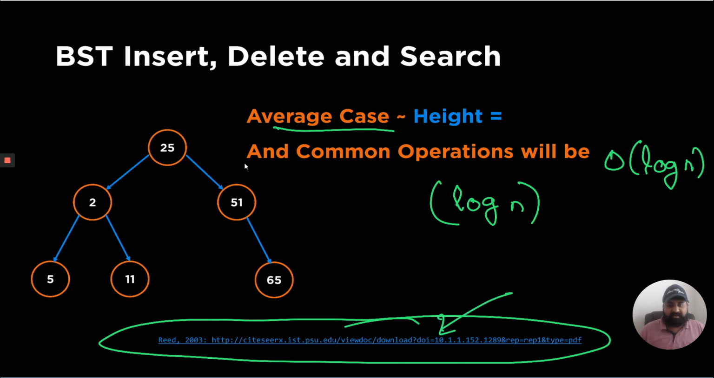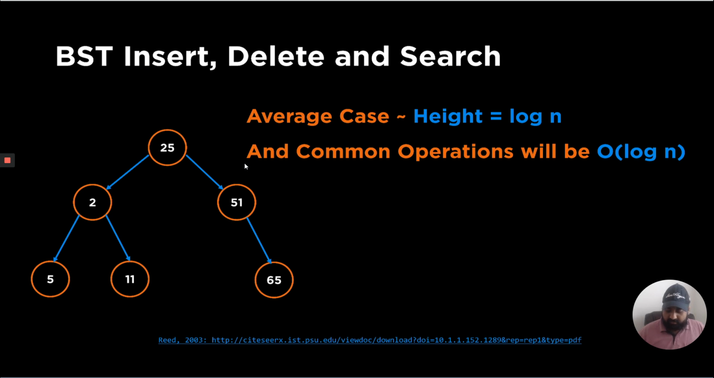It's a very extensive proof, like it's about 30 pages. I won't cover anything related to it. It's too mathematical and beyond the scope of the course. But the key idea is, in the average case, BSTs have time complexity that is proportional to log of n. So all common operations, whether it's insert, delete, or search, will be proportional to O of log n.